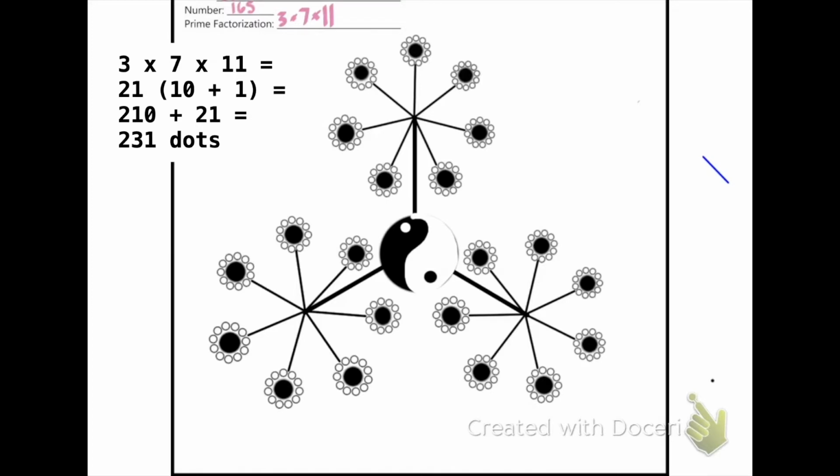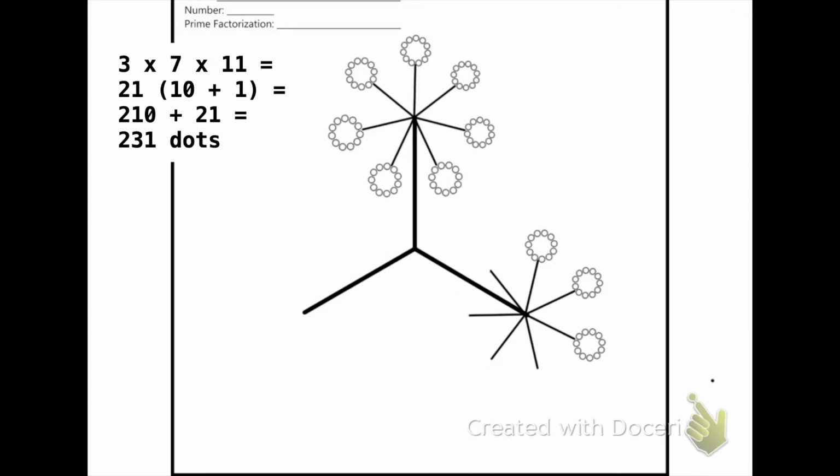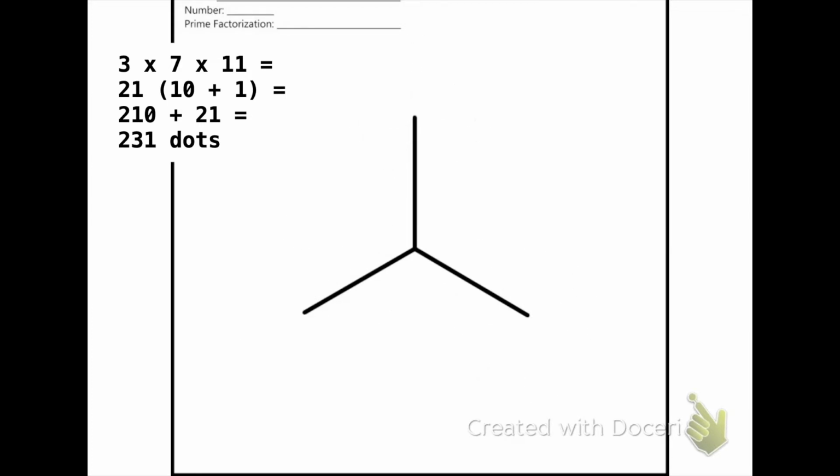So we're gonna go back in time, and I'm gonna show you how I started with this. So let's go back in time. So here I have 3 groups. Okay, so I have 3 groups. So I have 1, 2, 3. So those are my 3 groups, and so the prime factorization is 3 times 7 times 11.